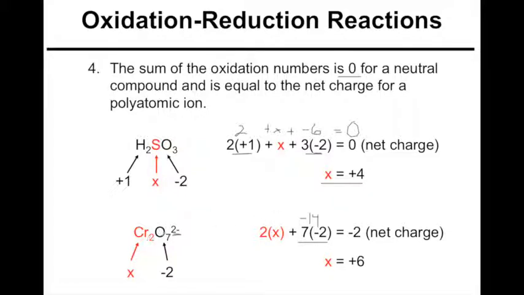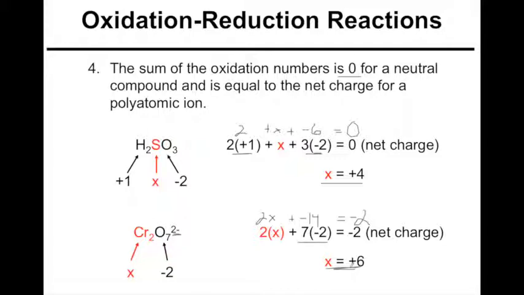Our chromiums, we have 2 of those, and so we could say 2 times x, where x is the oxidation number for each chromium. So 2x plus -14, all of that has to add up to -2 because that's the net charge. So if we solve for x, we get x is equal to +6. So the oxidation number for each chromium would be +6.